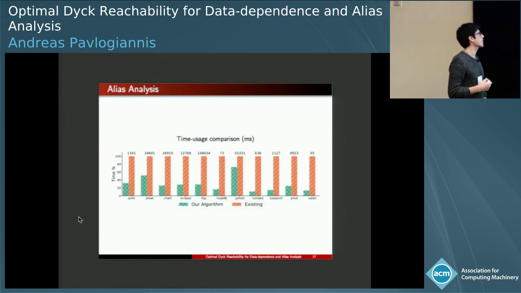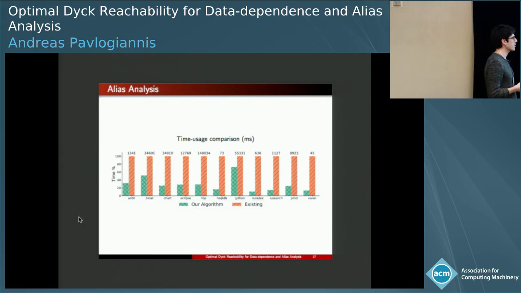So in the case of Alias analysis, here are the results. We have different benchmarks here on the x-axis. The numbers up here show the time taken by the slowest method to perform field-sensitive Alias analysis. And this is the percentage of the time of the faster of the 2 methods relative to the slower. So yeah, the new algorithm is always faster, and most of the time significantly faster. So we're happy with this.